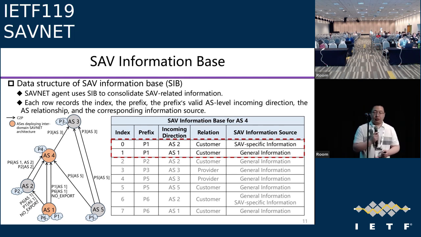Okay, Savnet agent uses the cell information base to consolidate cell-related information. The right table shows the cell information base of AS4, which appears in the topology of the left figure. Each row in the table records the index, the prefix, and the prefix valid AS-level incoming direction, the AS relationship, and the corresponding information source.